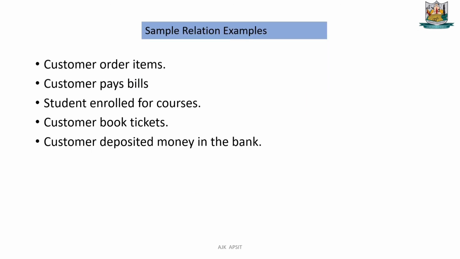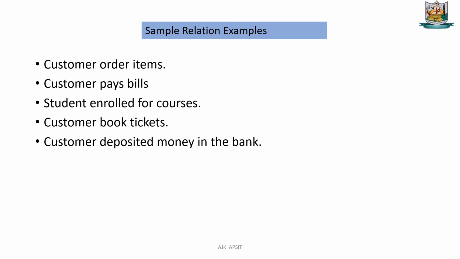Some sample relation examples. So we can see some of the business rules which are present here. Customer orders item. Here the customer will be one entity and the item will be one entity. Order will be the relationship between the customer and the item. Similarly, customer pays the bill. So the customer is one entity, bill is another entity and pays will be the relationship between the two entities. Student enrolls for the courses.